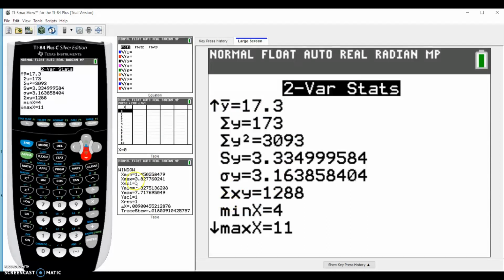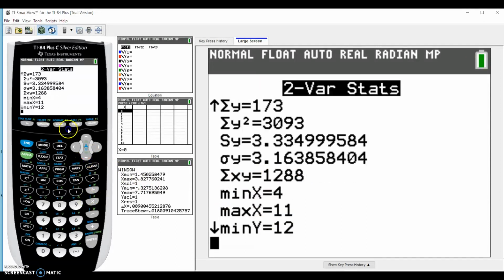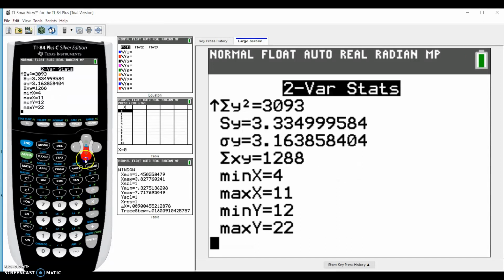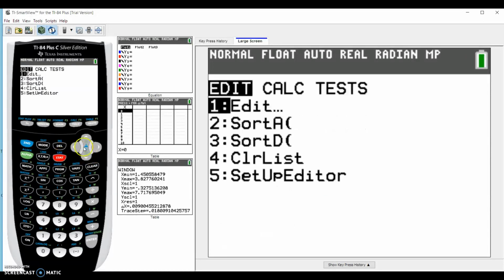And then it gives other information about the combinations of the X's and Y's, so what happens if I multiply them together and add them up. If we keep scrolling down, it just gives us the minimum X and Y value. So this could be useful if you had to write the equation of a regression line by hand, which you're really not going to have to do. So that one, the two variable stats, is not as useful for us.